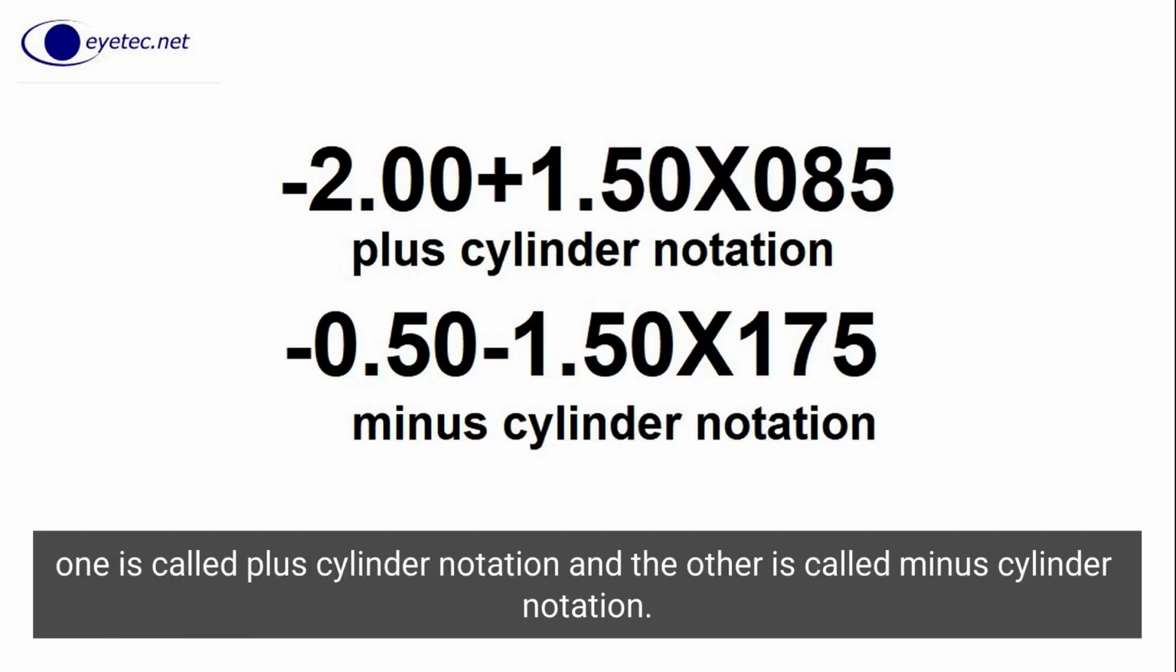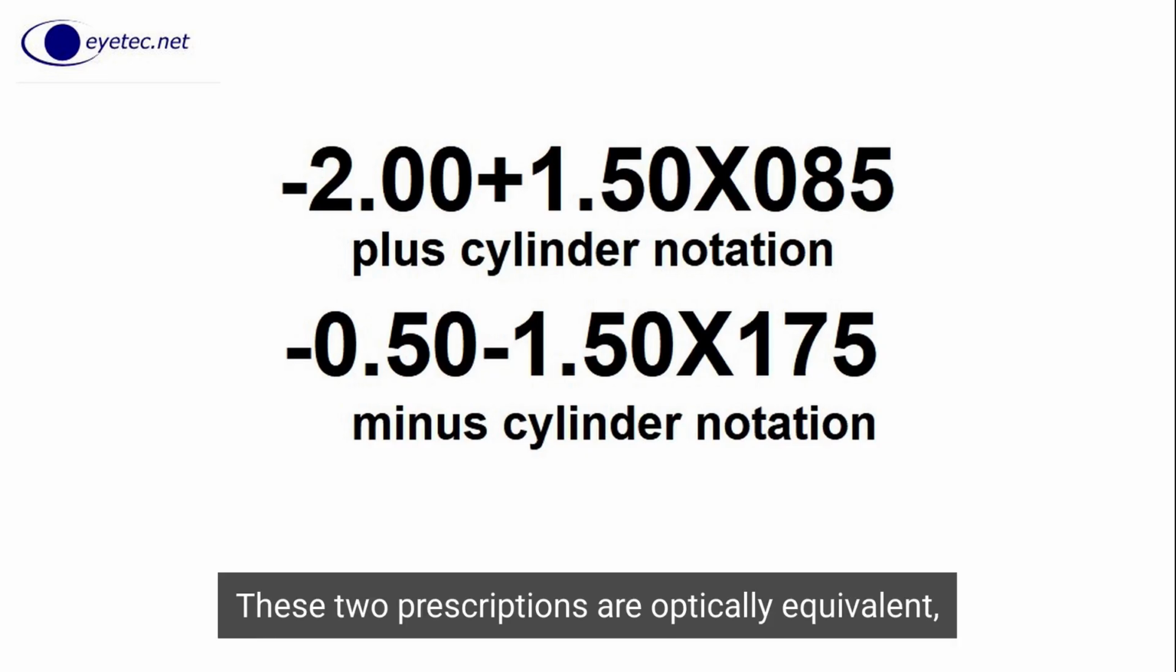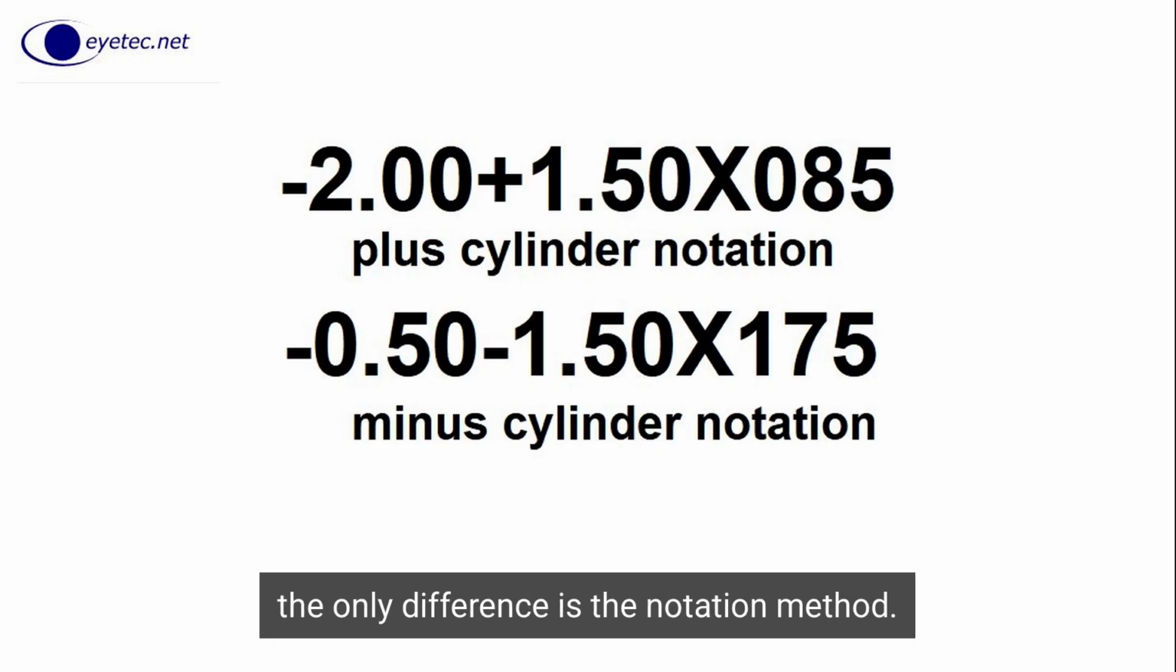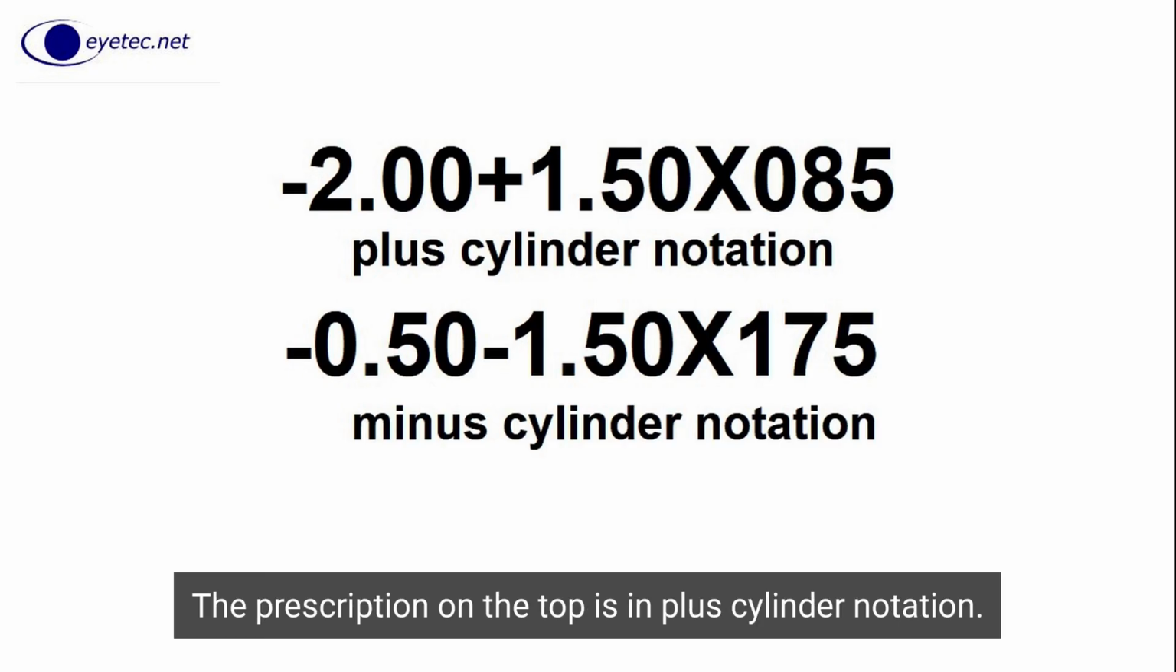One is called plus cylinder notation and the other is called minus cylinder notation. These two prescriptions are optically equivalent. The only difference is the notation method. The prescription on the top is in plus cylinder notation.